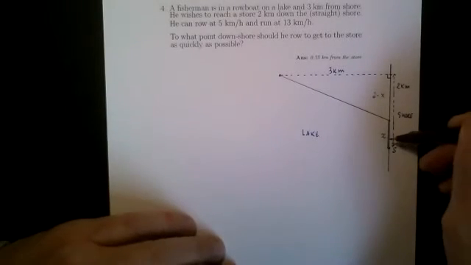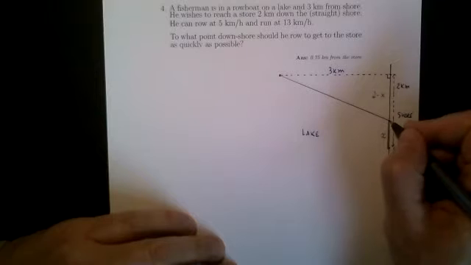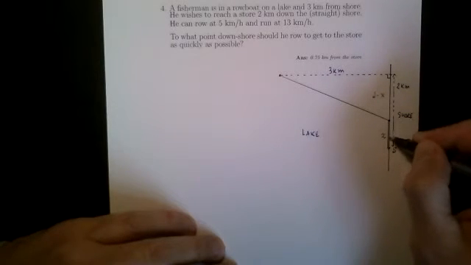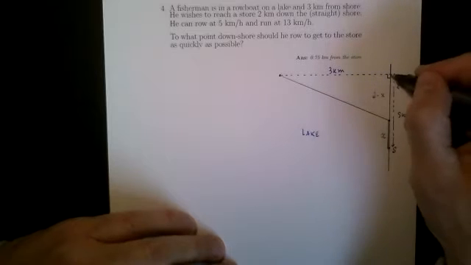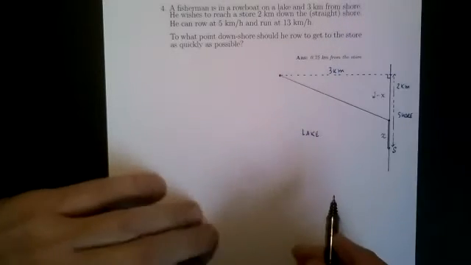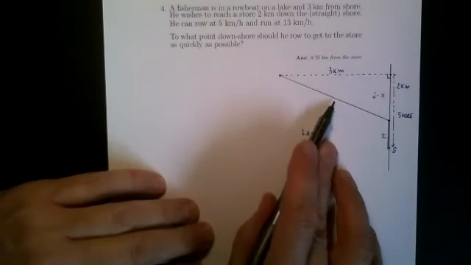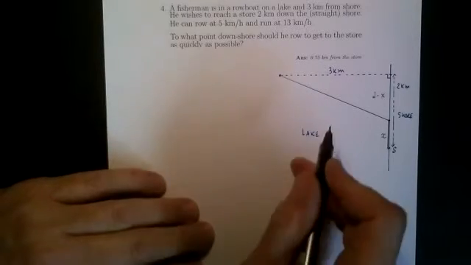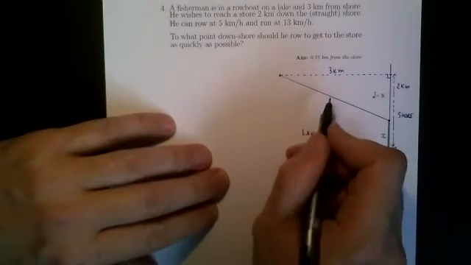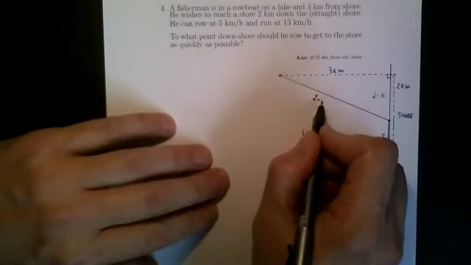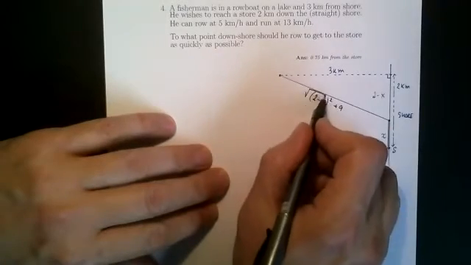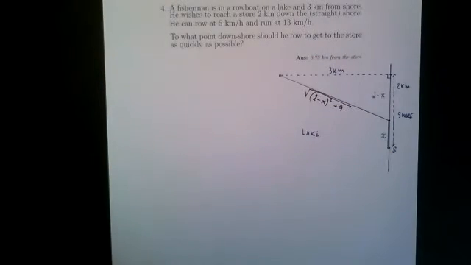So we're already set up that we're going to call the distance from the point where he hits the shore to the store, I'm going to call this x. And so this will be 2 minus x. And I could find what this distance is now using Pythagoras theorem. Okay, so now this I know that it's equal to the square root of (2 minus x) squared plus 9. Is that okay?